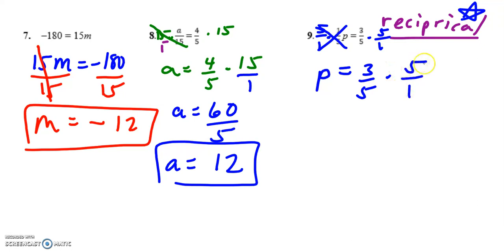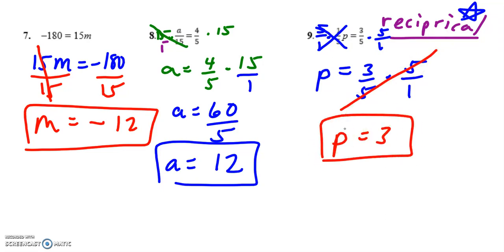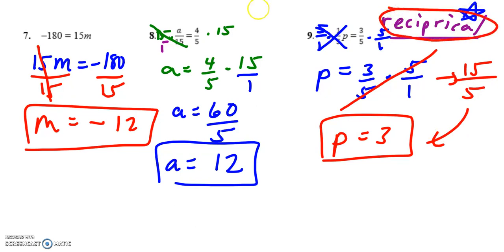Some of you might notice that the 5 on top and bottom completely cancels out, so I'm left with just p equals 3. If you didn't notice that and you went through the multiplication the long way and did 15 over 5, you would still get 3. So this idea of a reciprocal only occurs when you are multiplying or dividing. It does not apply when you're adding and subtracting.